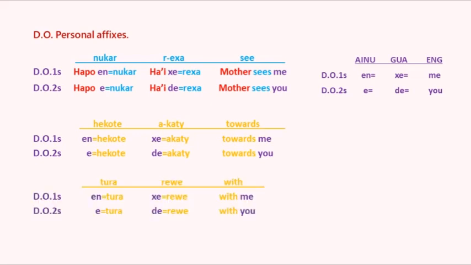One more example with another postposition. Tura, reve, which is with. Entura, chereve, with me. Etura, dereve, with you. With a noun, hapotura, haireve, with mum.